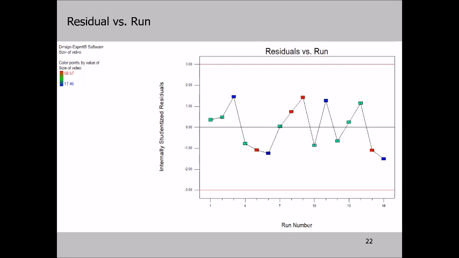Residual versus run. The residual versus run order plot displays the residuals in the order that the data were collected. It verifies the assumption that residuals are independent from one another. If they are independent, it will not show any trend or particular pattern. If it shows any particular trend or pattern, it means that the residuals are not independent, we can say that.